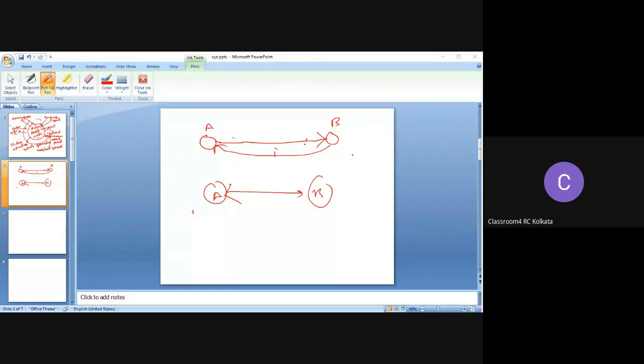I will discuss it in the next chapter in details. Next is the network layer.